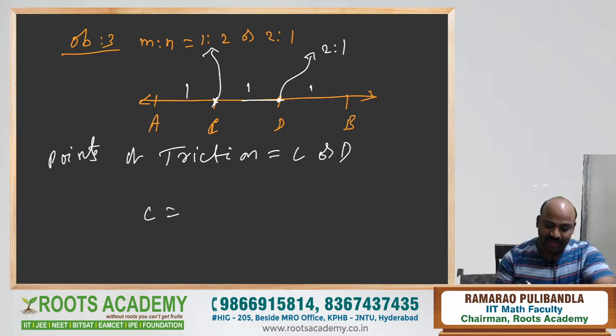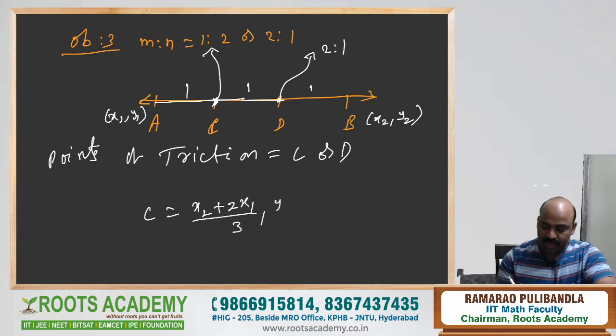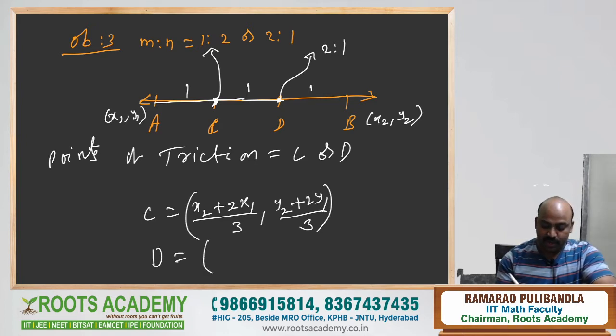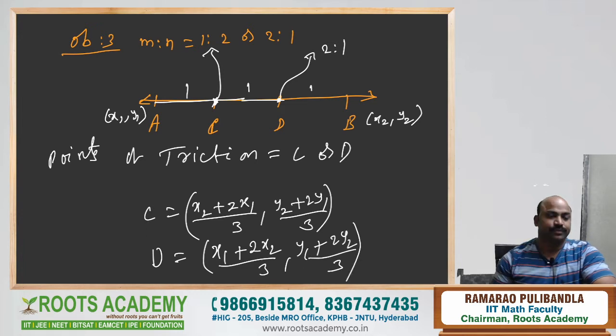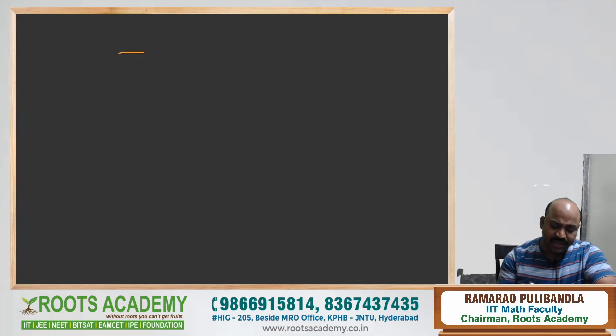So what is C? C is nothing but the 1 is to 2 division point. If I assume (x1, y1) and (x2, y2), we can get it as: this distance is 1 unit, 1 is to 2, so (x2 + 2x1)/3, (y2 + 2y1)/3. I think all of you got the point C. And point D is given by (x1 + 2x2)/3, (y1 + 2y2)/3. That is point D.